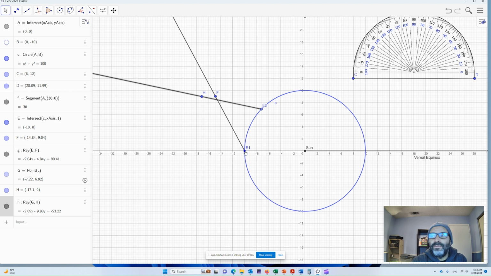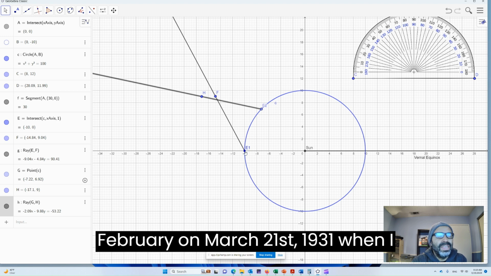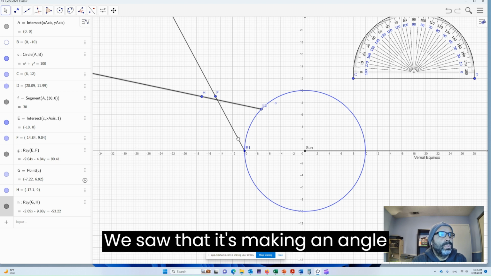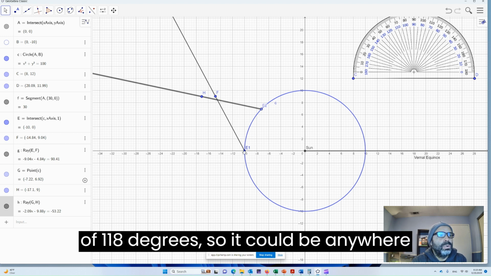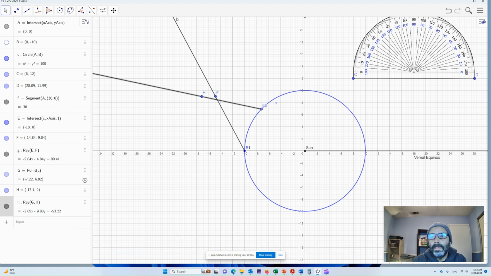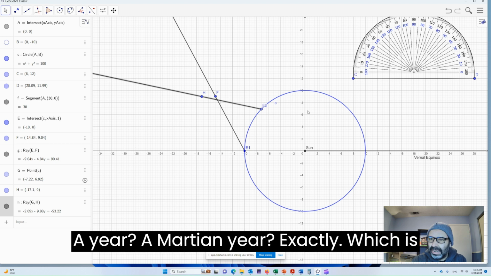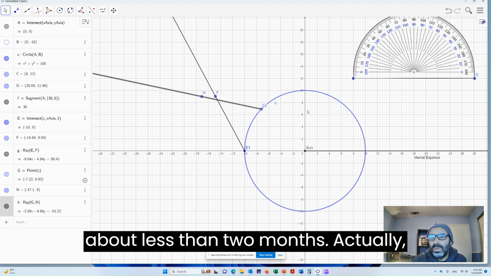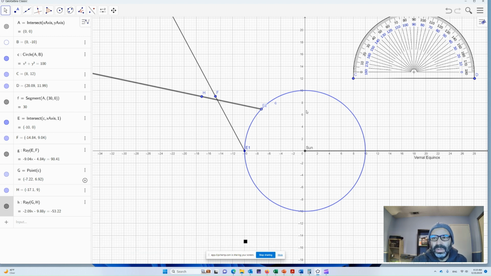Let's recapitulate. On March 21st, 1931, when we looked at Mars, we saw that it's making an angle of 118 degrees. So it could be anywhere on this line, on this ray. A year, a Martian year exactly, which is about 22 months, just less than 2 months short of a year. It's not exactly 22 months. The Martian year is slightly more than that.